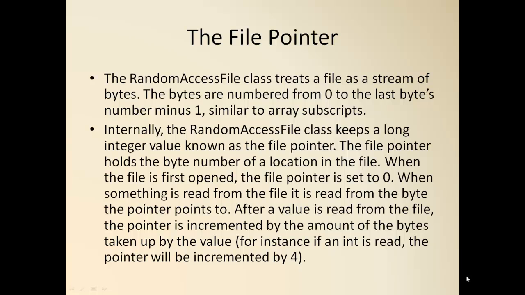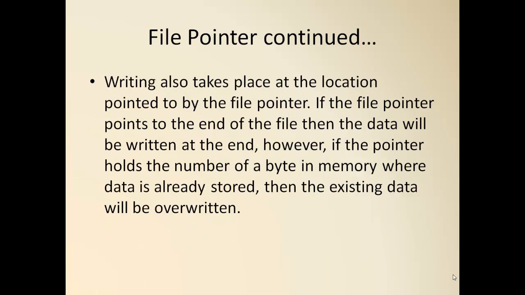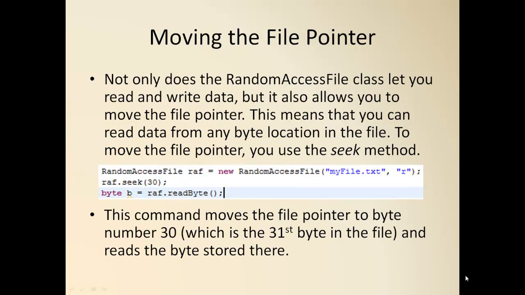When something is read from the file, it is read from the byte the pointer points to. After a value is read from the file, the pointer is incremented by the number of bytes taken up by the value. For instance, if an integer is read, the pointer will be incremented by 4. Writing also takes place at the location pointed to by the file pointer. If the file pointer points to the end of the file, then the data will be written to the end. However, if the pointer holds the number of a byte in the file where data is already stored, then the existing data will be overwritten.